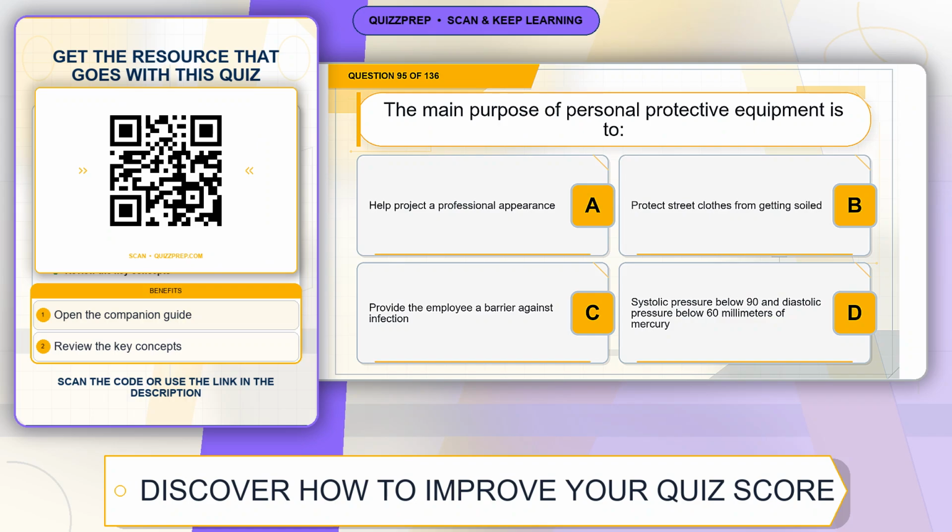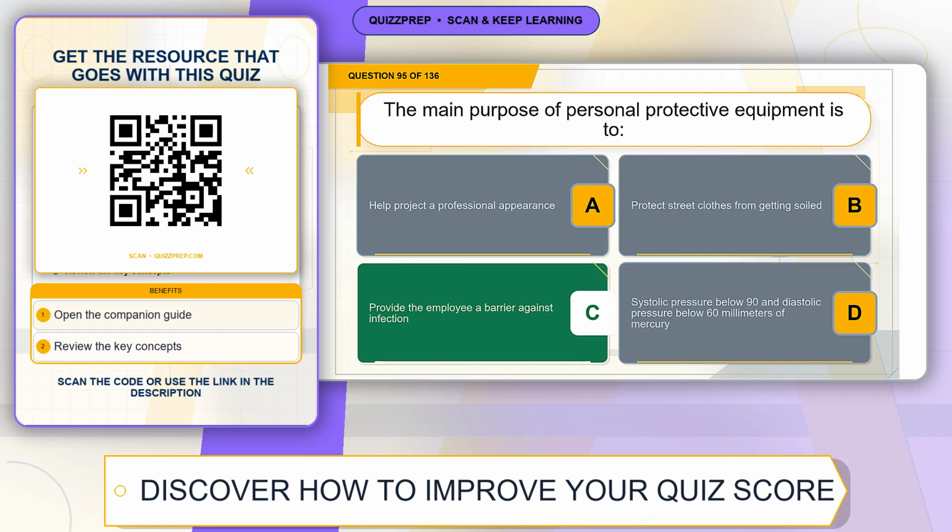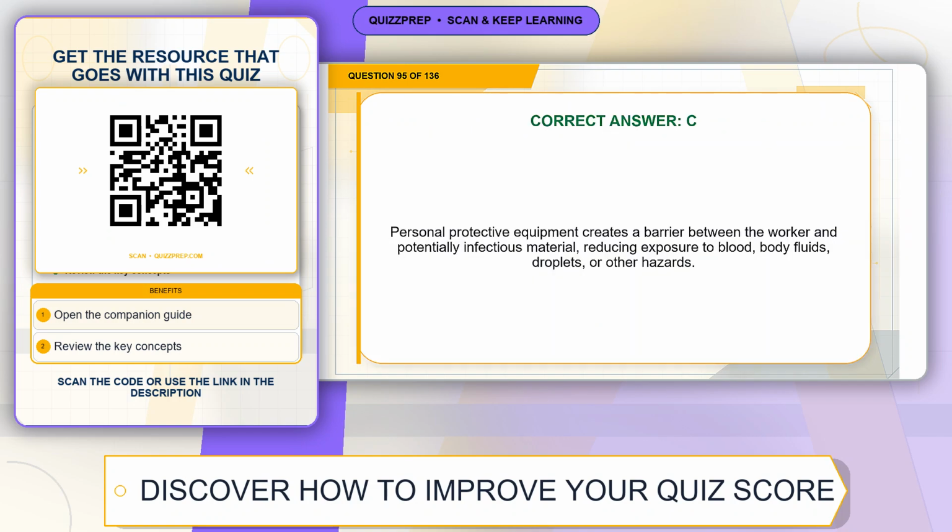Option C, provide the employee a barrier against infection. Option D, systolic pressure below 90 and diastolic pressure below 60 mm of mercury. The correct answer is option C, provide the employee a barrier against infection. Explanation. Personal protective equipment creates a barrier between the worker and potentially infectious material, reducing exposure to blood, body fluids, droplets, or other hazards.